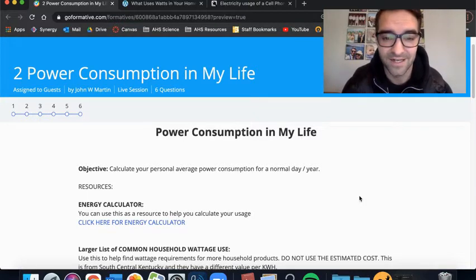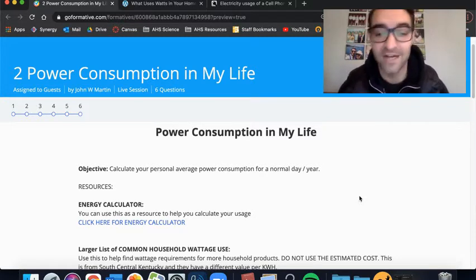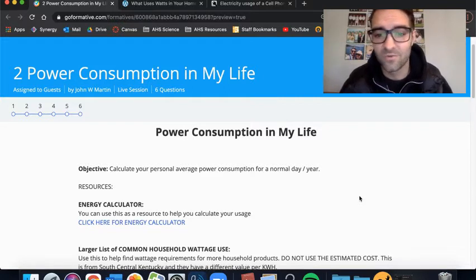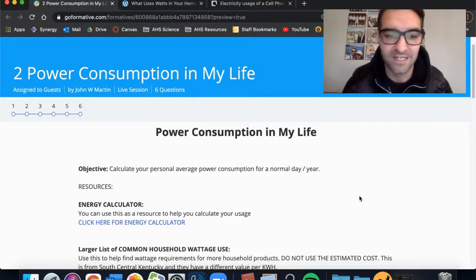So, I want you to think about how many lights do you have on in your house throughout the day and for how long? How many times do you charge your phone? Do you charge your phone once a day? Do you have to charge it twice a day? How much power consumption does that take?